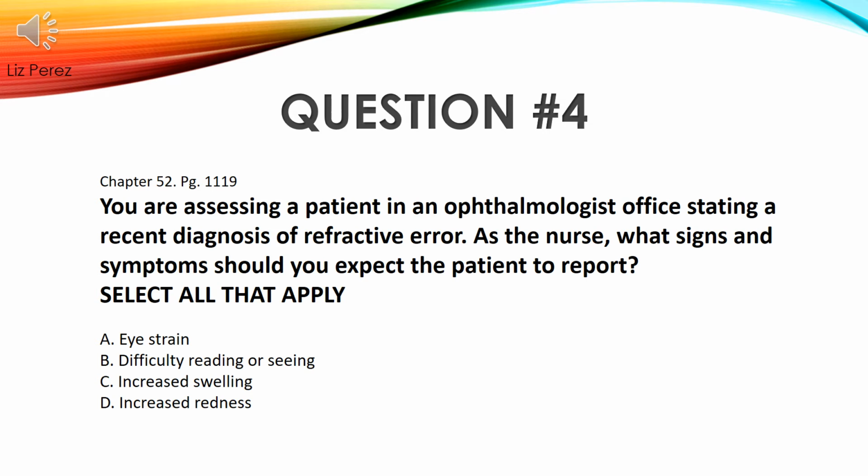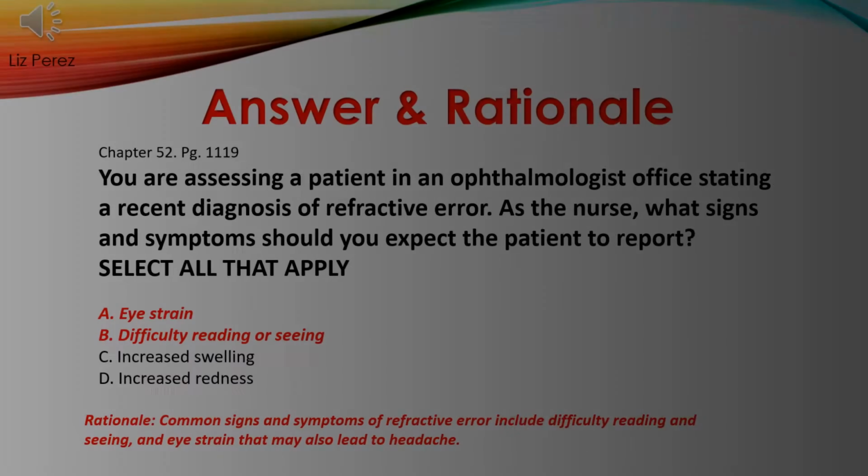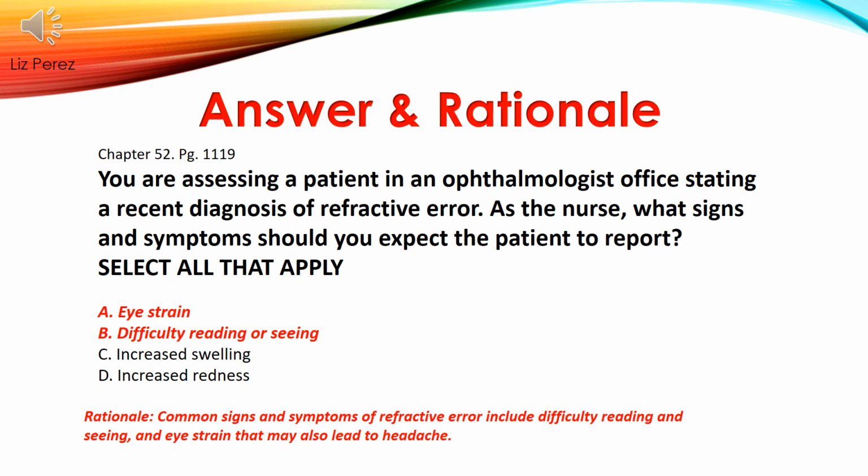You are assessing a patient in an ophthalmologist office stating a recent diagnosis of refractive error. As the nurse, what signs and symptoms should you expect the patient to report? Select all that apply. The correct answers here are A and B, eye strain and difficulty reading or seeing. Common signs and symptoms of refractive error include difficulty reading and seeing and eye strain that may also lead to headache.